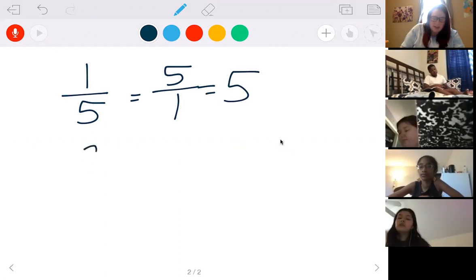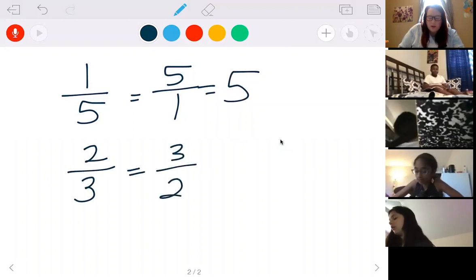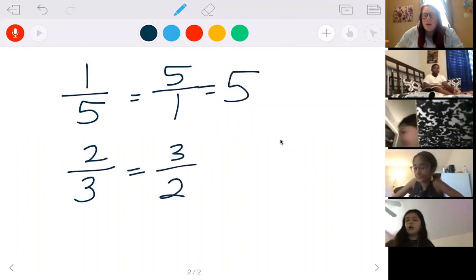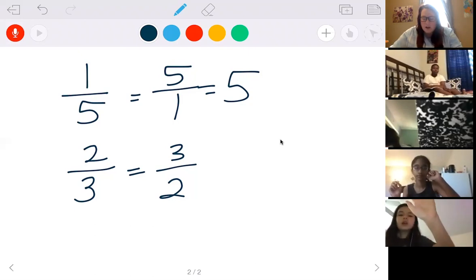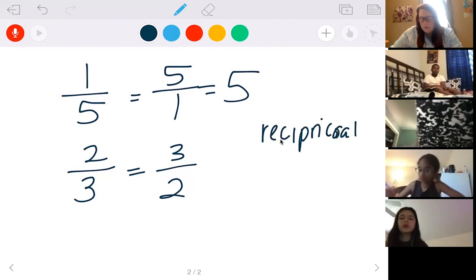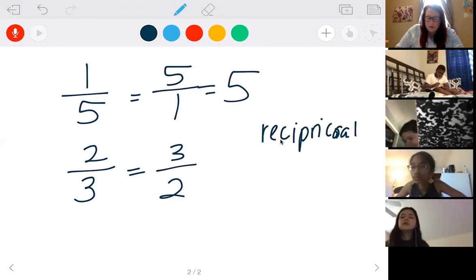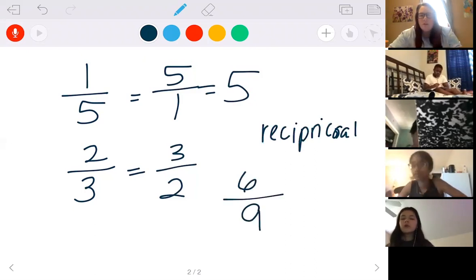Okay, if we had something like 2/3, the reciprocal would be 3/2. Some of you are forgetting to flip that fraction, and it's not because you don't know how to do it. It's just not second nature to you yet. So just remember, you always flip your second fraction. So this is called the reciprocal. All right, do the reciprocal of 6/9 for me. Do the reciprocal of 6/9.